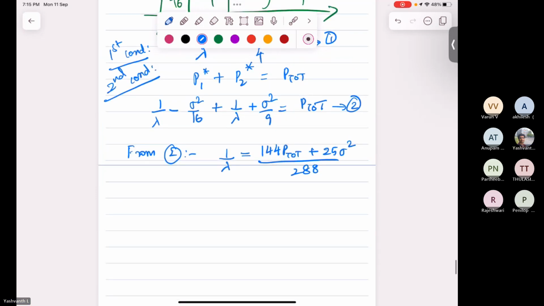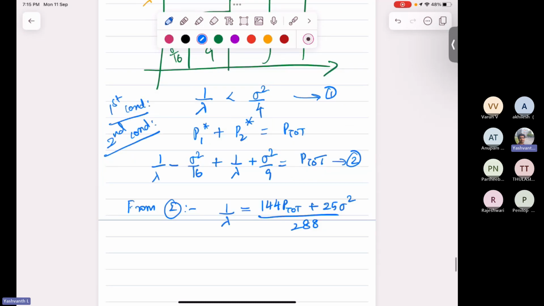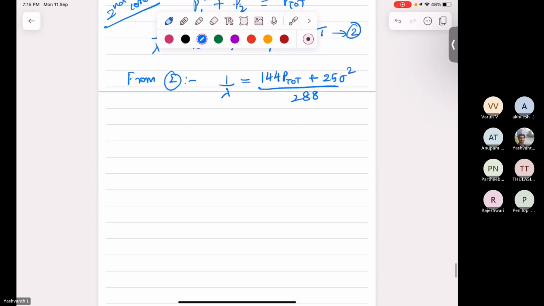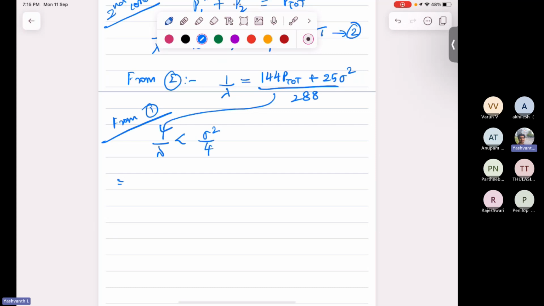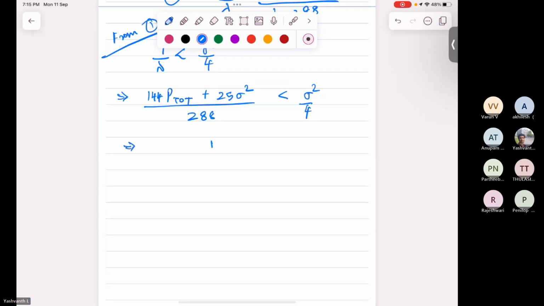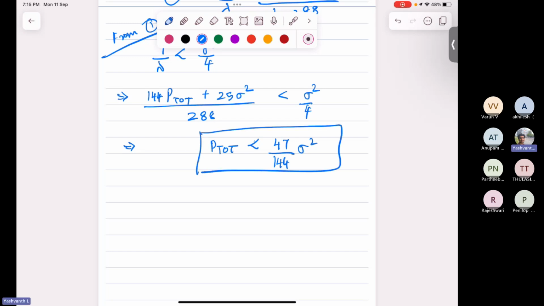But from the first equation, what is it? 1 by lambda should be less than sigma square by 4. Let's substitute this quantity here. It implies 144 P tot plus 25 sigma square divided by 288 is less than sigma square by 4. If you solve this, you will show that P tot is less than 47 by 144 sigma square. Is this correct? Is this complete?